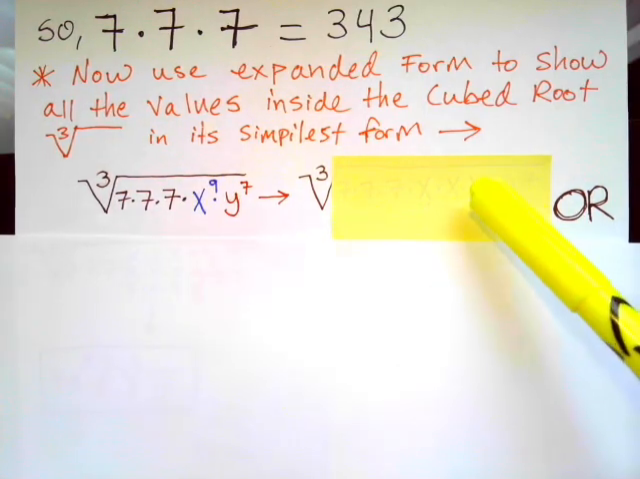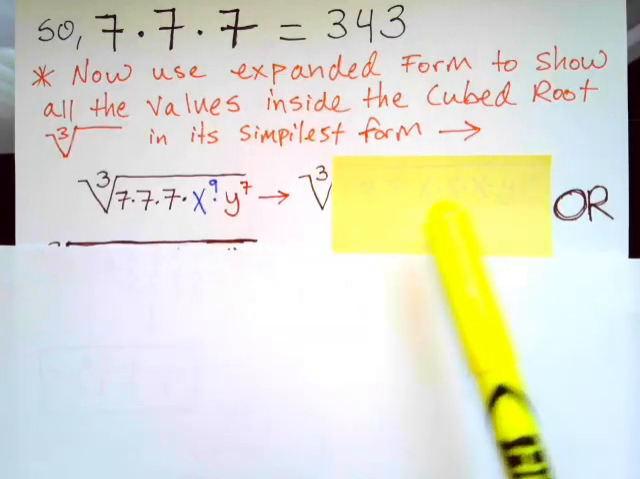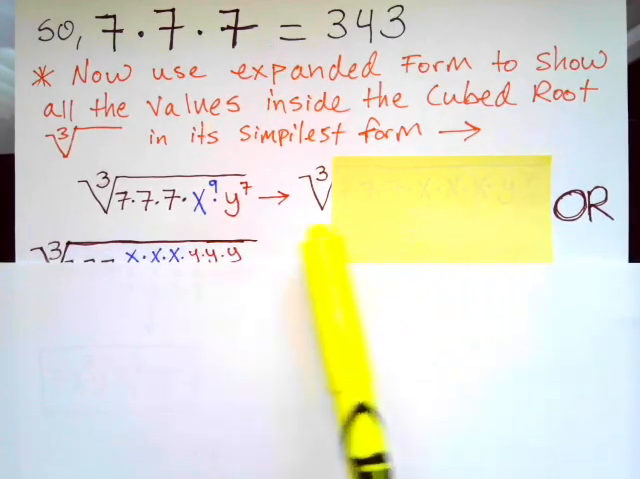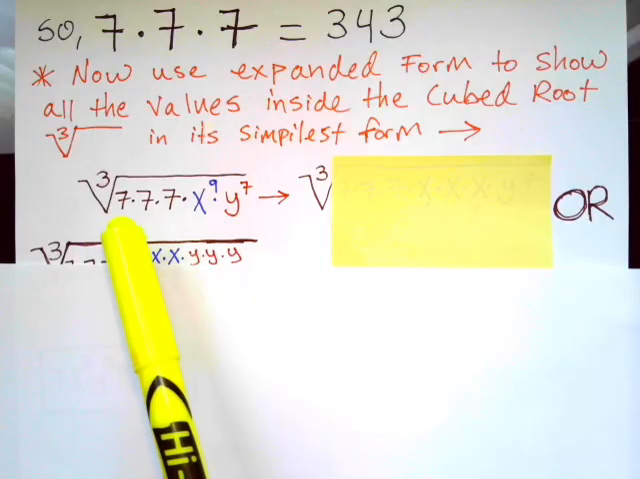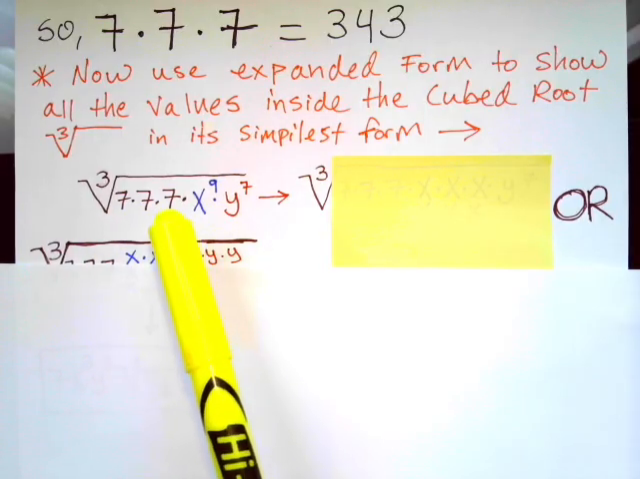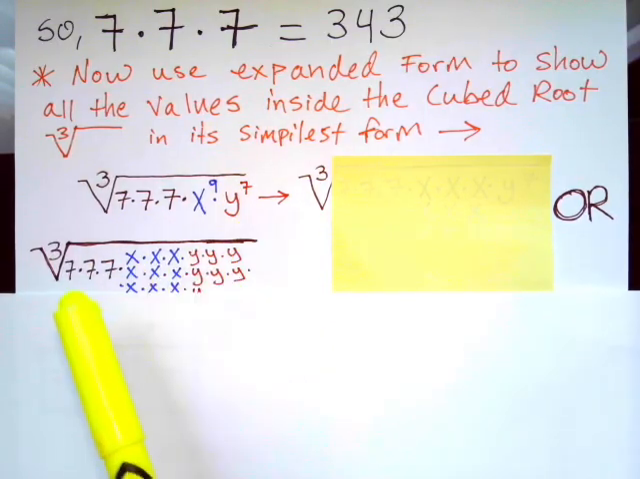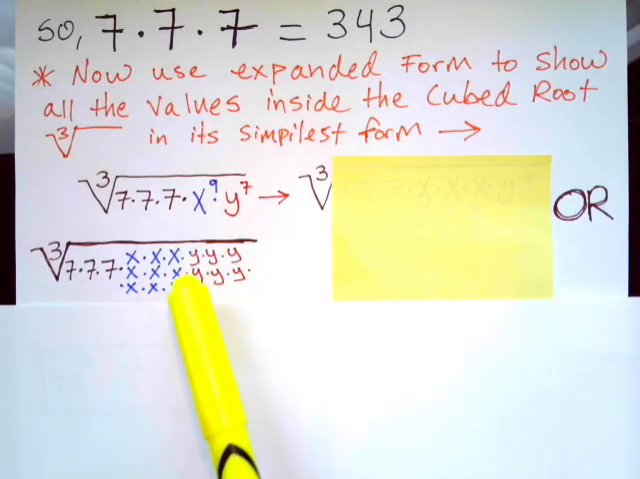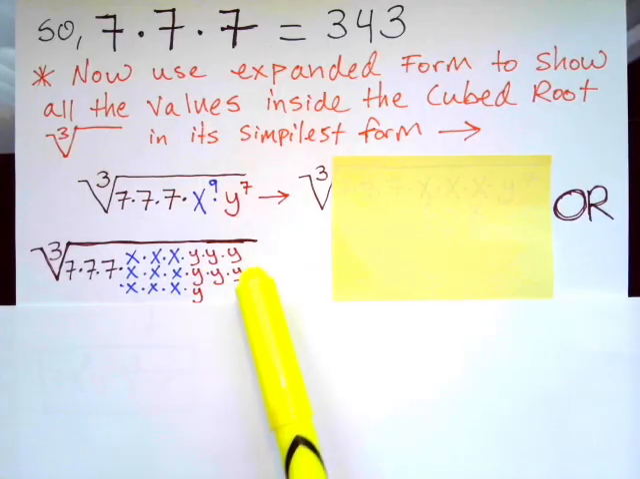I'm going to show you there are two ways. There's always more than one way to get to the solution, and always more than one way to show your work. I don't want to confuse anybody, so I'm going to come back right here. Again, 343 is 7 times 7 times 7, times x to the 9th, times y to the 7th. I'm showing you that here. 9 x's gives you x to the 9th. Multiplying 7 y's gives you y to the 7th. So now I've broken it down in expanded form.